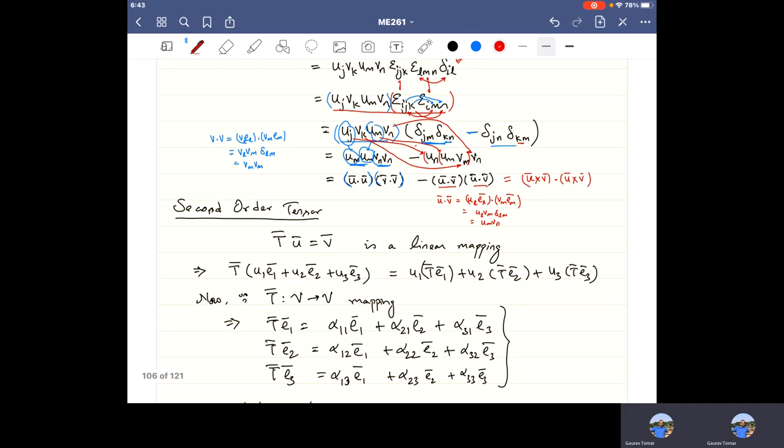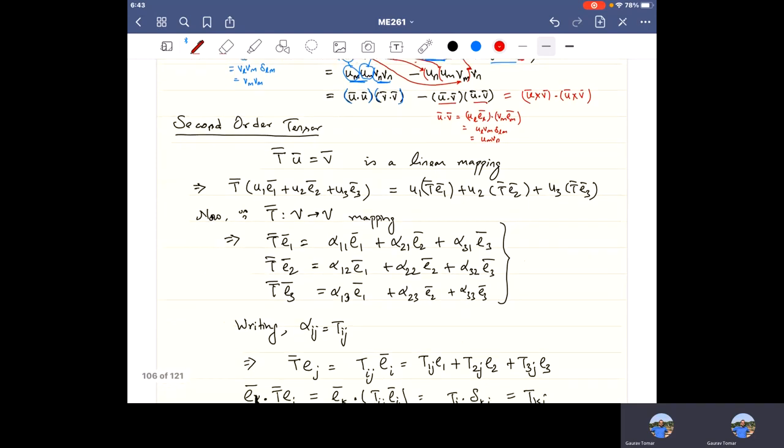Now, if you move to the second order tensors and look at some properties of that. A second order tensor, as we had said, maps a vector to a vector. So let's say this T is your second order tensor, which is mapping u to v. So T times u equal to v is essentially a linear mapping now.